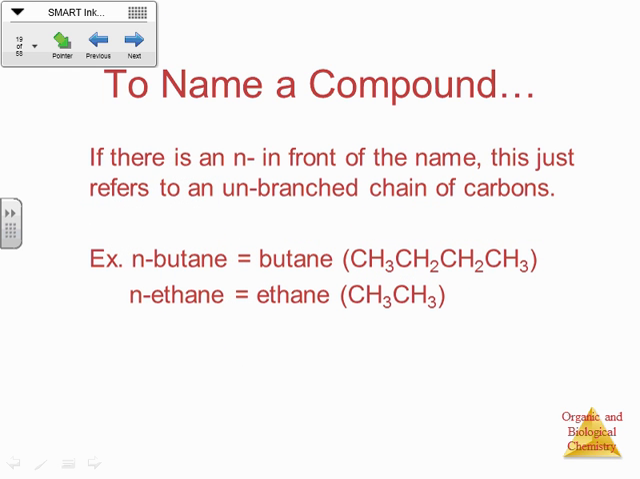The other thing you need to know: if there's an N in front of the name, they're going to throw this at you sometimes on the AP exam, like N-butane. That's the same thing as butane. It just means it's an unbranched chain of carbons. I really don't know what the N stands for. You could think of it as normal butane, normal ethane. I don't think that's what the N stands for, but basically it's just the normal structure, the normal isomer, where you've got the carbons all in a chain. So don't let the N-butane throw you. That's just butane. N-ethane is just ethane. N-pentane is just pentane.